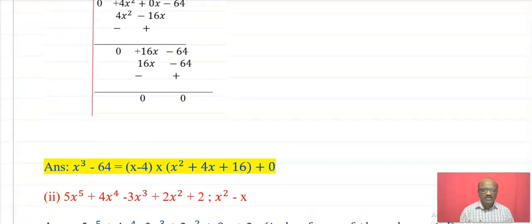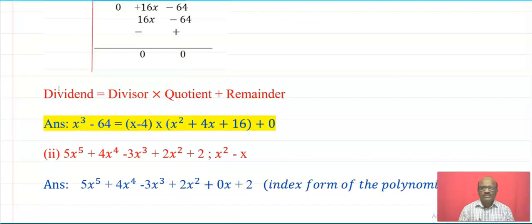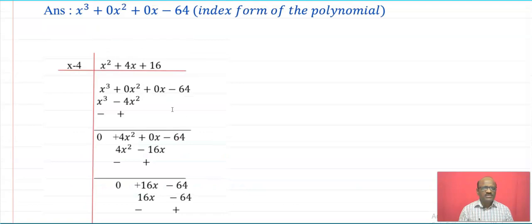And now we will write in this form. The form is dividend is equal to divisor into quotient plus remainder. Therefore, what is the divisor? Divisor is x minus 4. Quotient is x square plus 4x plus 16.